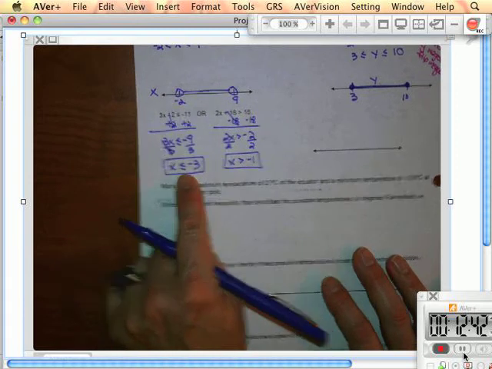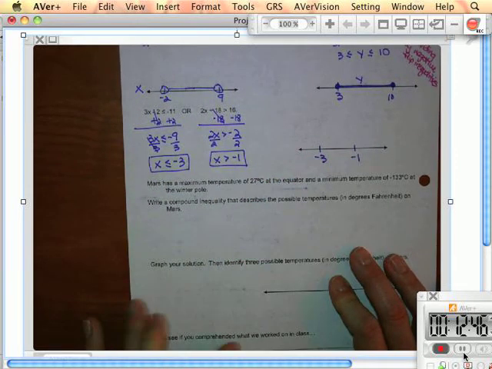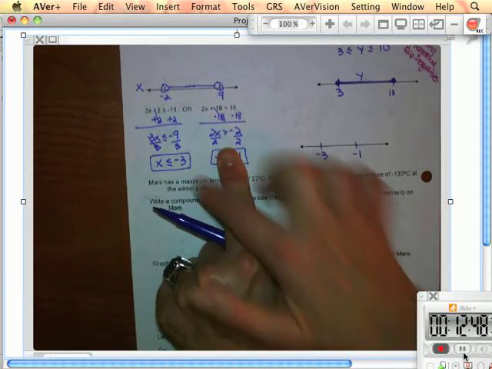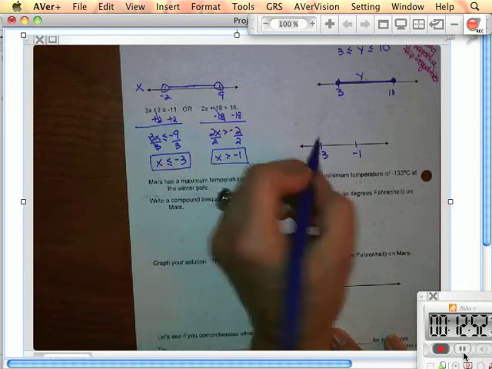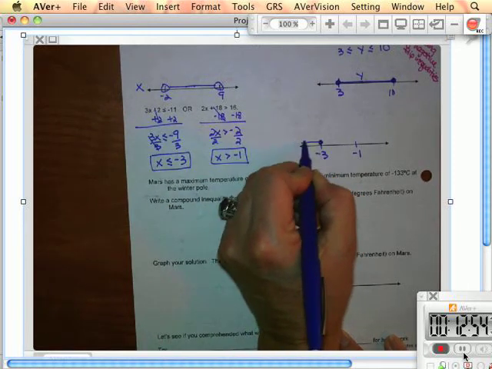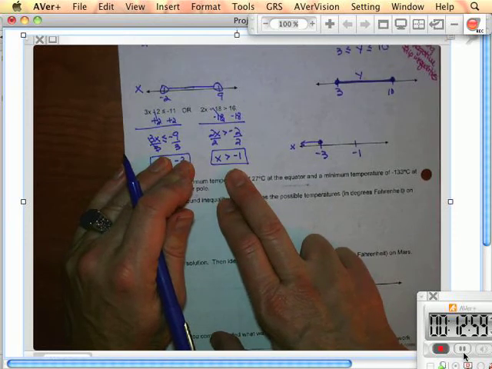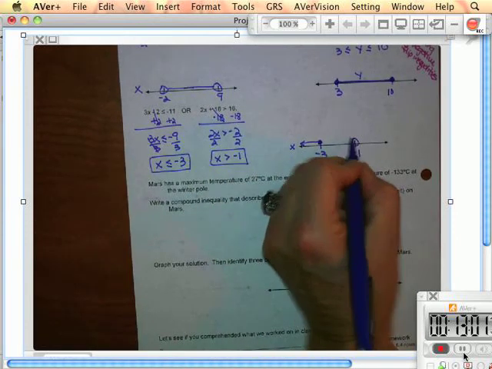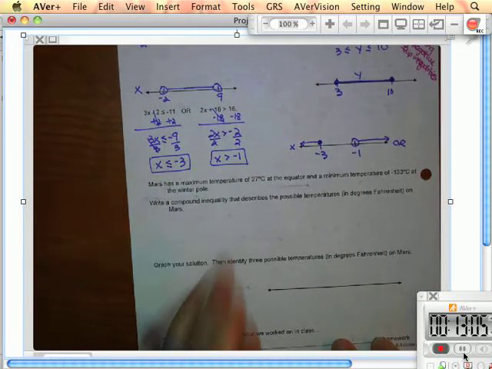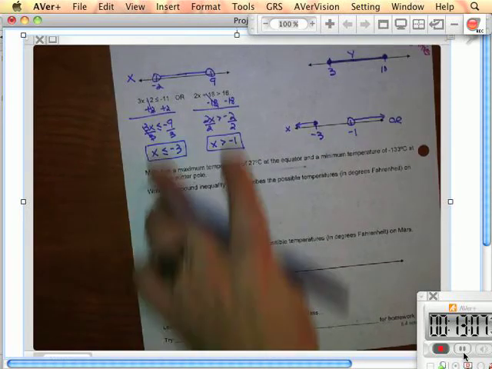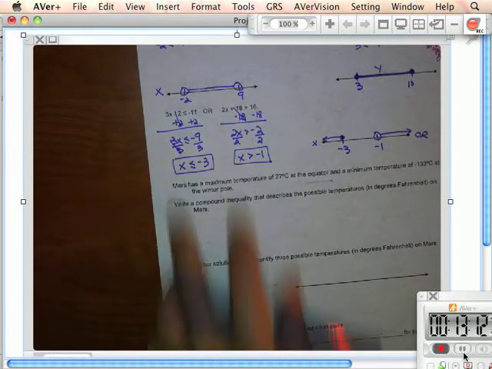So I have negative 3 and I have negative 1. Let's graph this one first. It says x is less than or equal to negative 3. So I put a solid dot and my arrow goes this way. This one says x is greater than negative 1. Open circle, my arrow goes this way. This is an or graph, and that represents all the x values that will meet these requirements. All right, let's do some more.